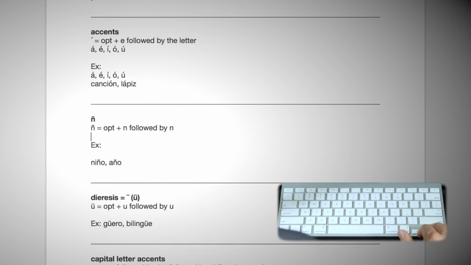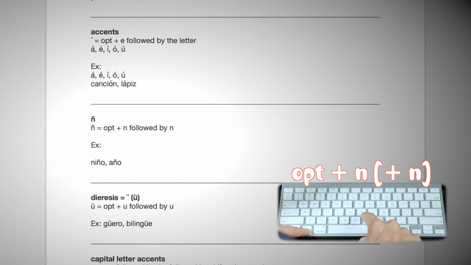Moving on to ñ, hold the Option key, tap N once, and you can see we have that familiar highlight waiting for us to do something next. You just tap the N key after that, and there's your ñ.